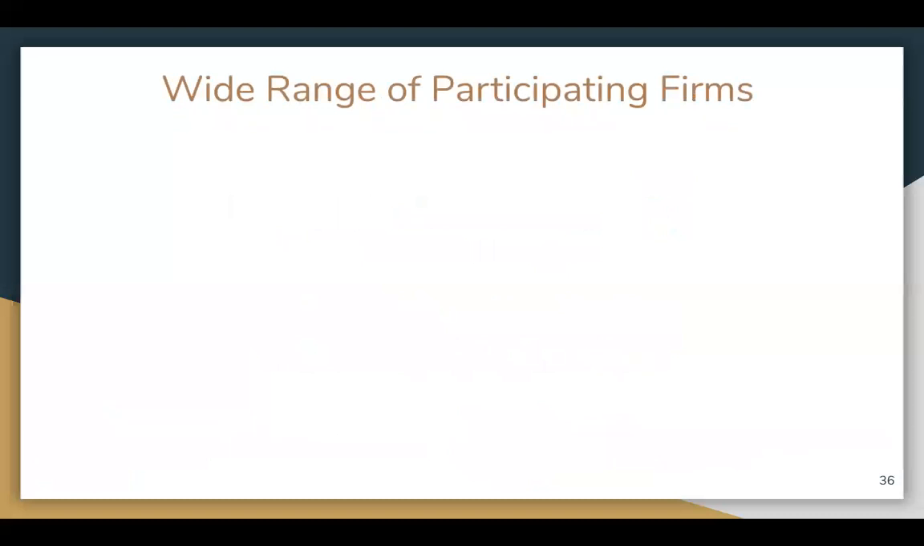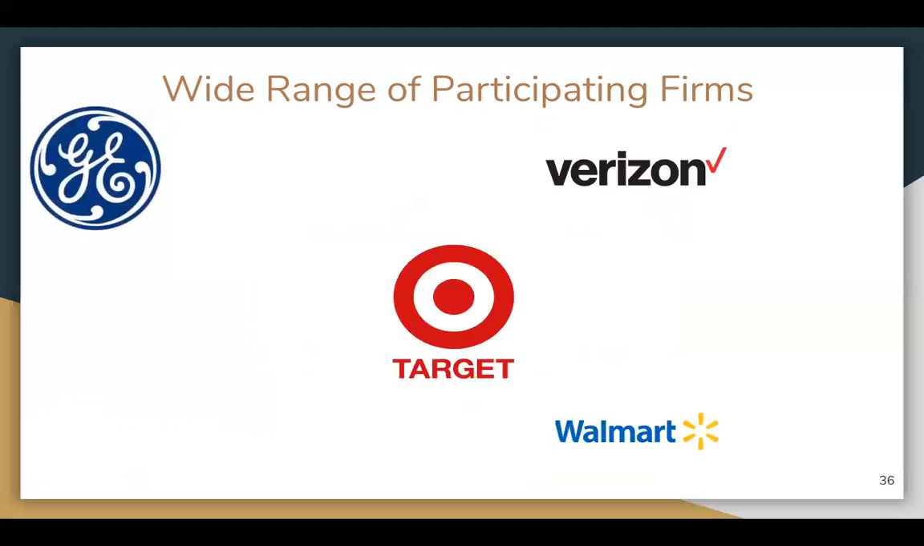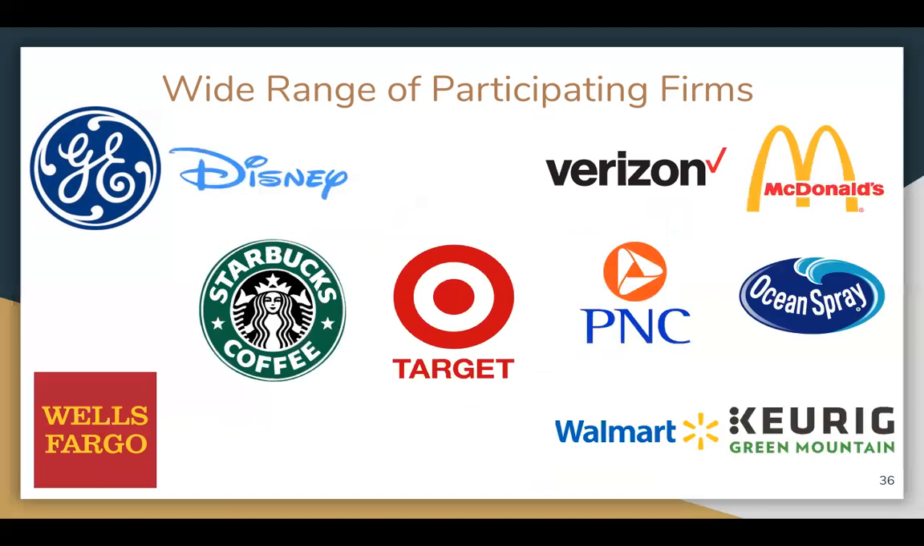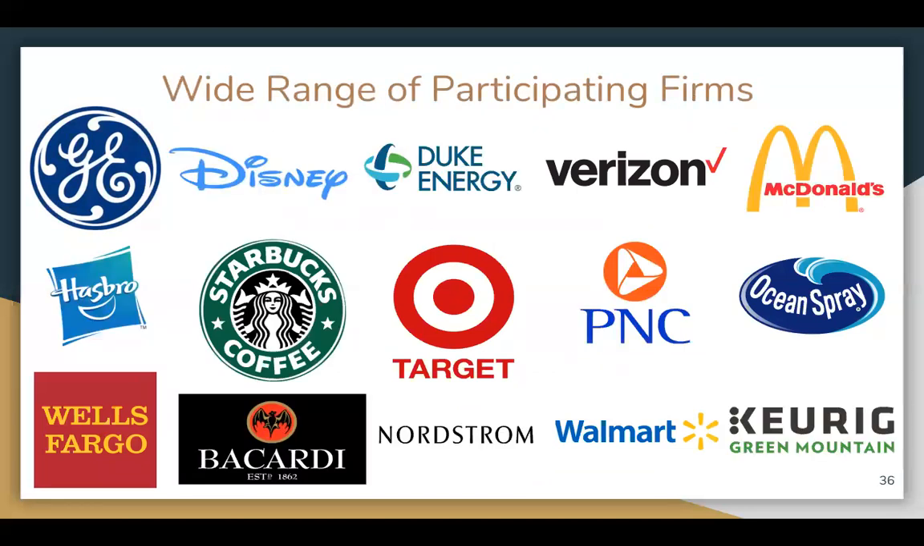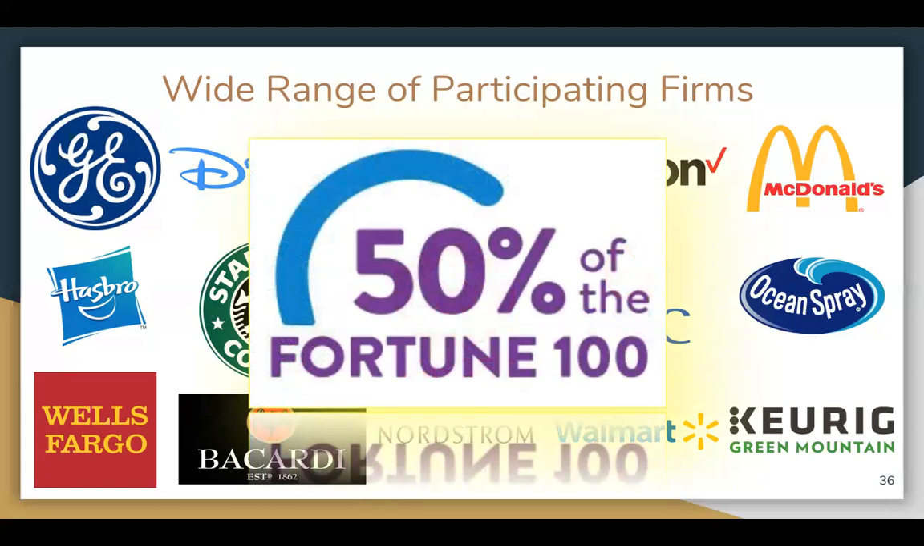An example just of Cybergrants in particular, they have a wide range of firms. You have GE, Verizon, Target, Walmart, Ocean Spray, and the list goes on and on. All of these huge companies have tons of available money and tons of employees. They have over 50% of the Fortune 100, plus many, many more. I just really wanted to drive home the number of employees and the amount of money we're talking about between all of these companies. It's a really big opportunity.